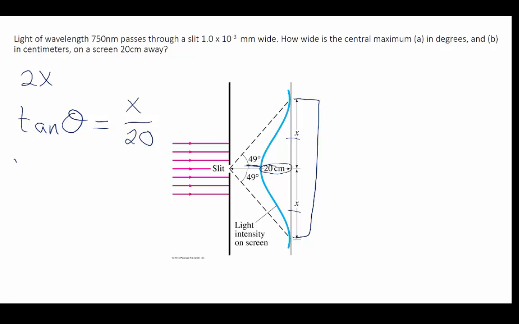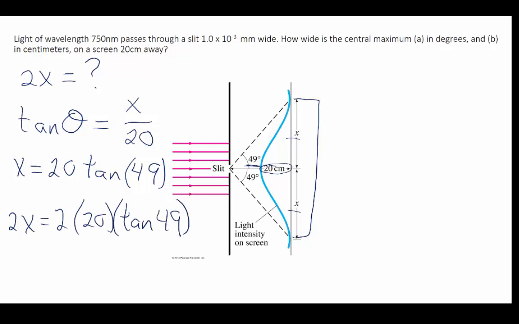So x would be equal to 20 times tan of 49. We aren't interested in x though, we are interested in knowing what 2x is. So I'm going to just simply immediately put a 2 in there. So we have 2x is 2 times 20 times tan 49. And if we solve that, we find out that the distance that we are looking for, our 2x, is 46 centimeters.